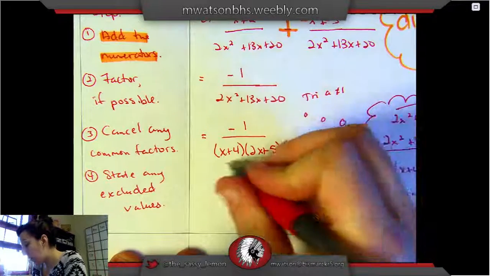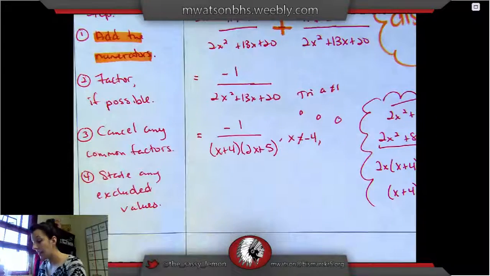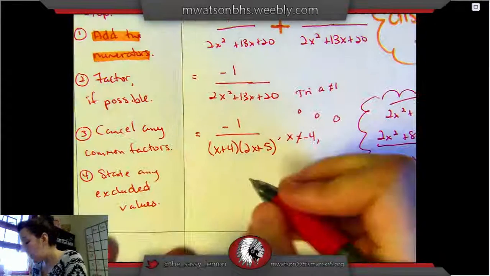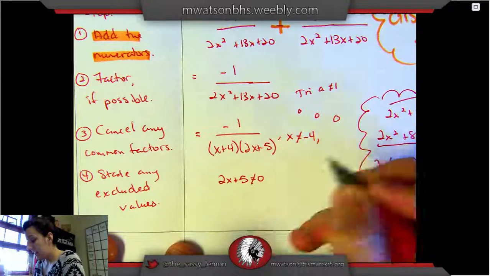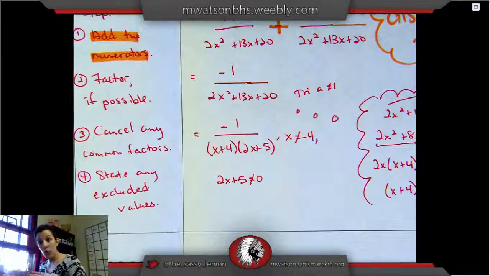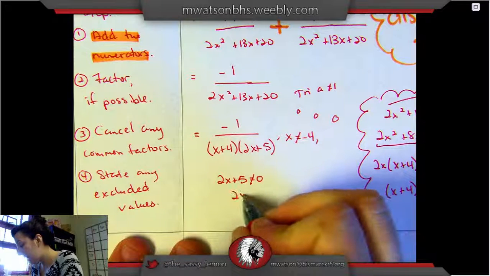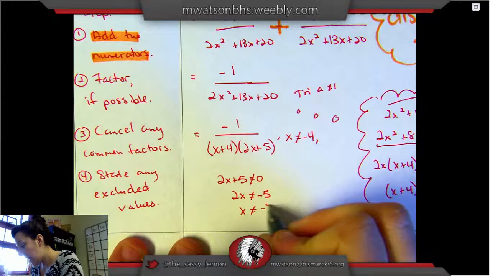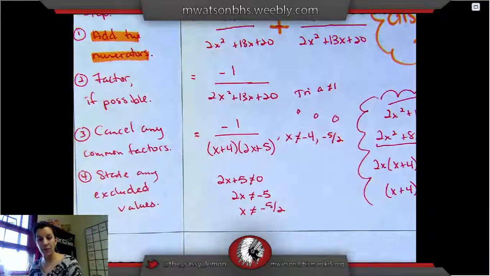Now the first one's pretty easy to just eyeball. X can't equal -4 because that would create a 0 in the denominator. But the next one might not be as easy for everyone. So if it's not easy for you to just eyeball, set up a little mini equation where it's set not equal to 0 and solve it. Subtract 5, divide by 2, and you get -5/2 as your other excluded value.